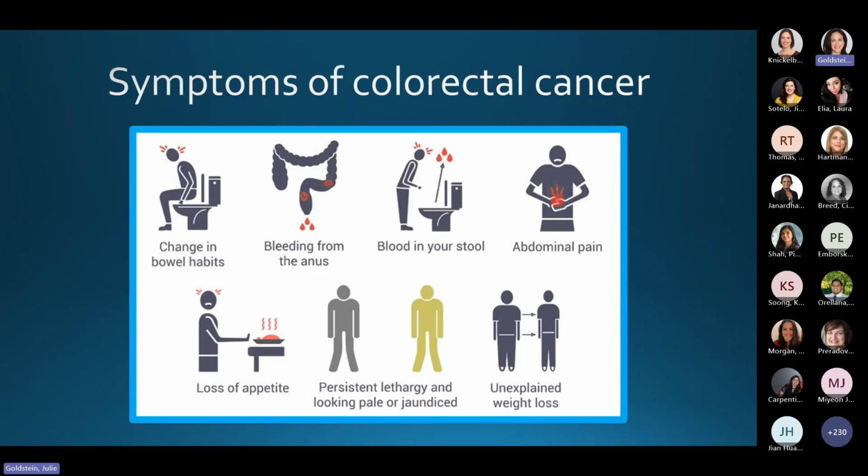Some people might also experience looking pale or jaundice. Jaundice means yellowing of the skin. Sometimes jaundice is seen first in the whites of the eye, which could indicate a problem with the bile duct or the liver that could be associated with colon cancer.